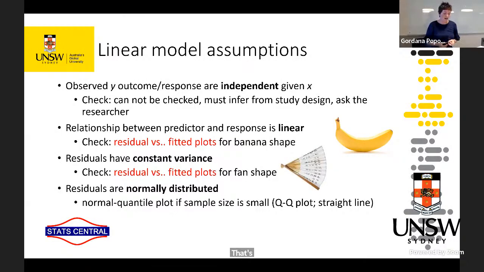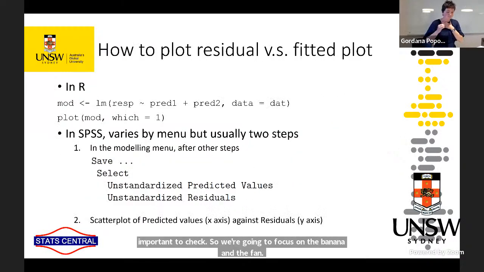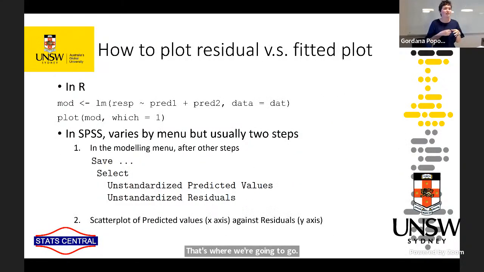Okay. And there's another assumption, which is normal distribution. We're not going to check that today, but it's also important to check. So we're going to focus on the banana and the fan. That's where we're going to go. How do you actually get a residual plot? It depends what program you use.